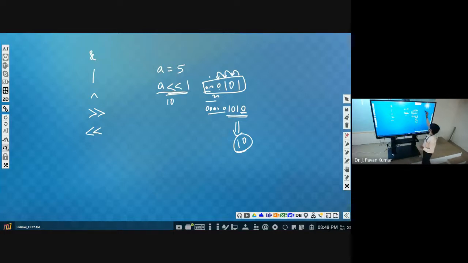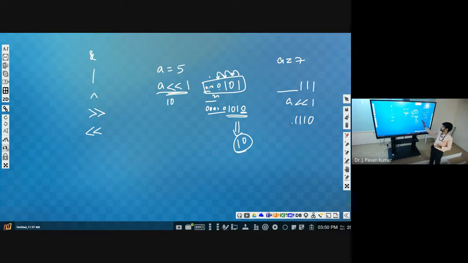Now you consider a value A as 7. What is the binary equivalent of this? 1 1 1. Now A left shift by 1 position, then 1 1 1 0. Anyway, prior to this we are having 0, it need not be considered. So 1 1 1 0, what is the decimal equivalent? 14.